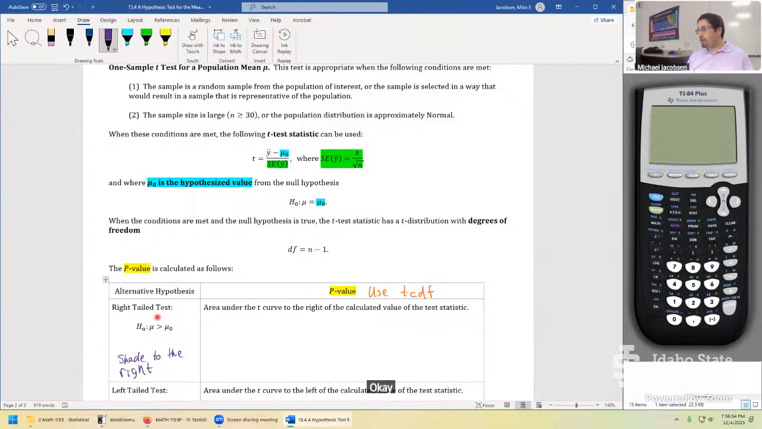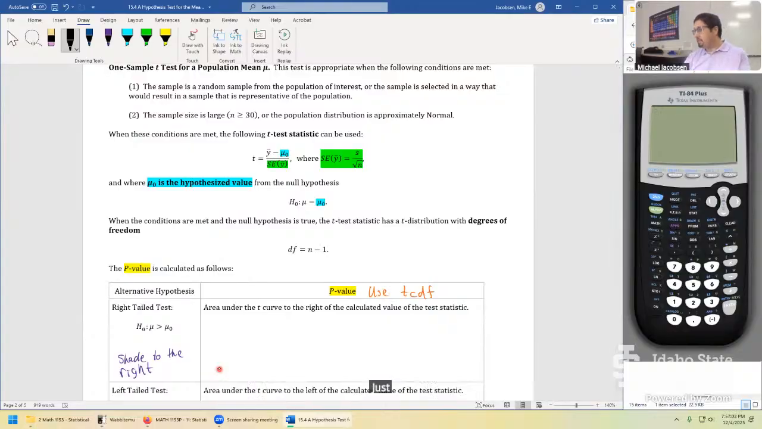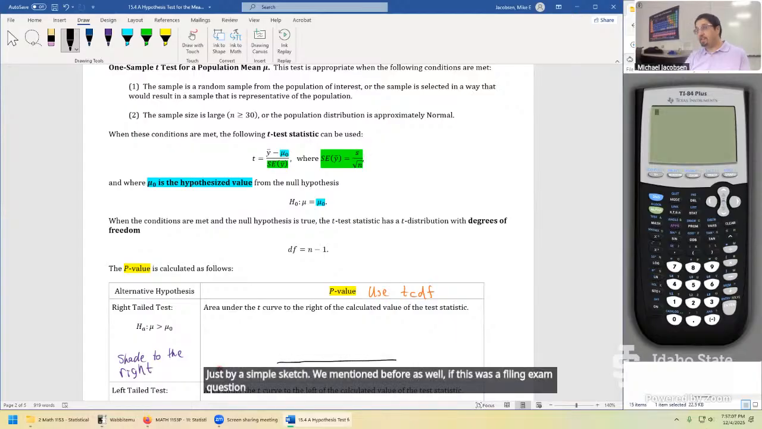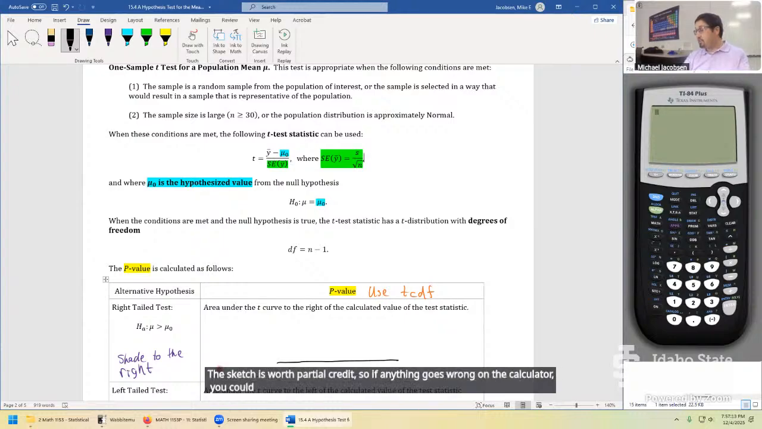Okay, well, let's draw our quick diagrams. When it comes to doing this kind of stuff, sometimes you can know exactly what goes into the calculator just by a simple sketch. Well, we mentioned before as well, if this was a final exam question you're about to do a p-value for, the sketch is worth partial credit. So if anything goes wrong in the calculator, you could get a significant amount of partial credit just from analyzing this diagram.